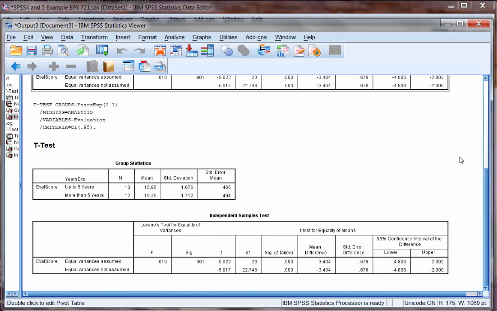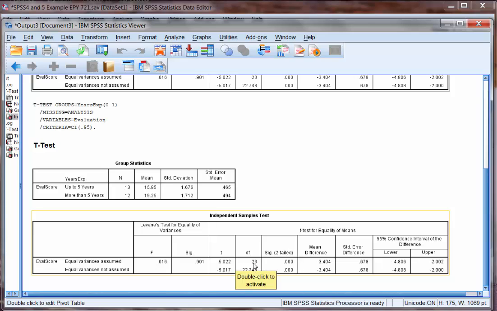So let's look and see what we found out. I've got a t-score here. Here's my test statistic right here. It's negative 5.022. What that means is that group 1, their mean is 5.022 standard deviations below the assumed mean, the mean of the other group.